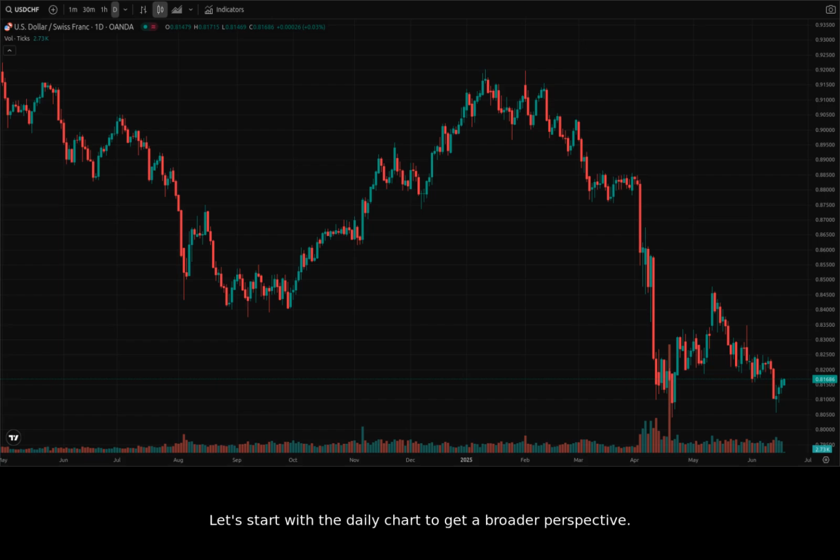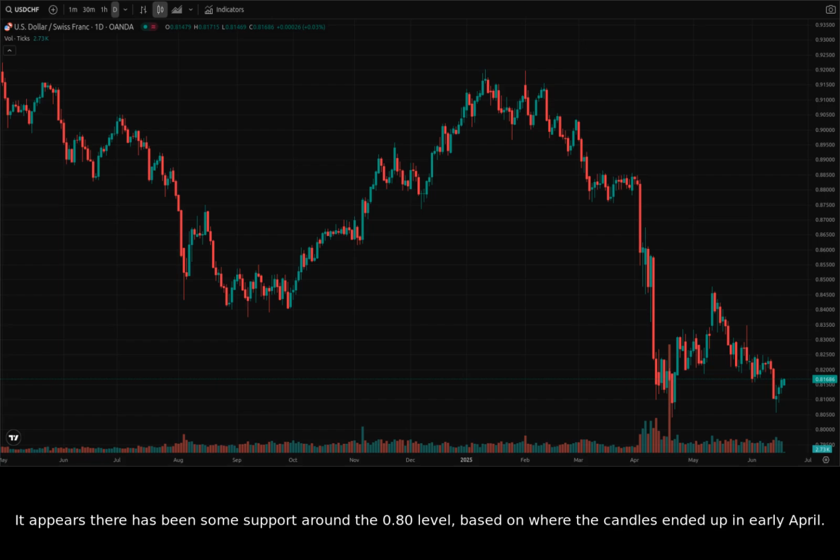Let's start with the daily chart to get a broader perspective. Looking at the daily chart, we can see a downward trend over the past few months. The pair has generally moved from a high around 0.919 in late April 2025 to the current 0.813. We also see it reached some relative lows in early April 2025, around 0.82.